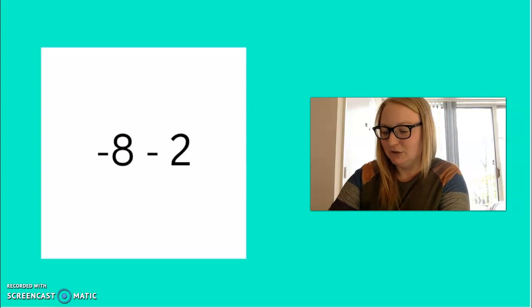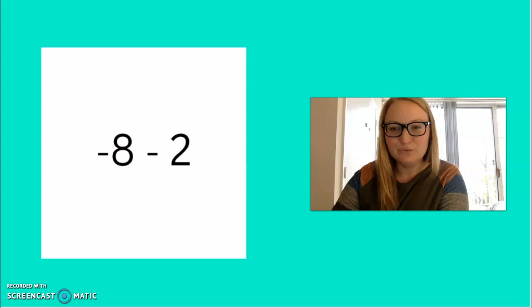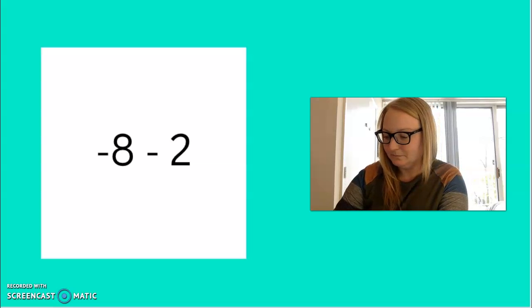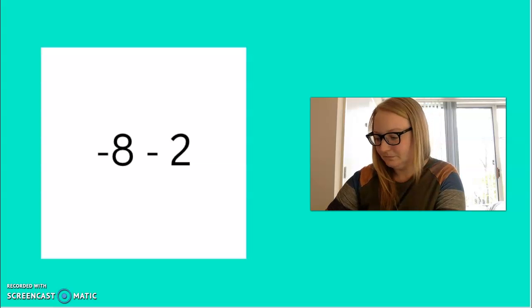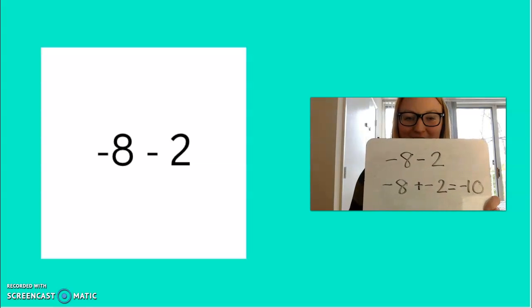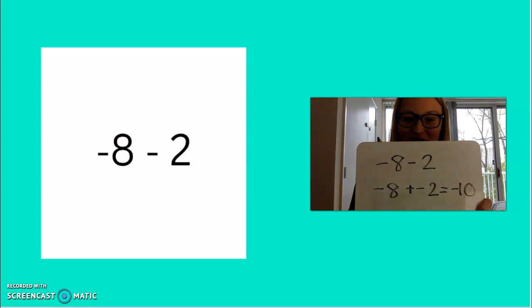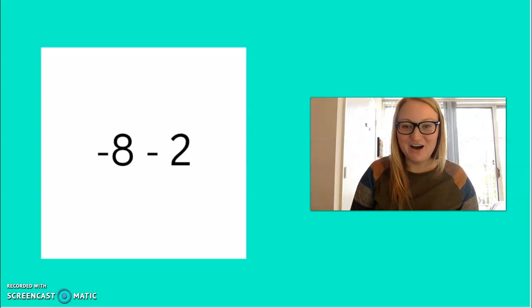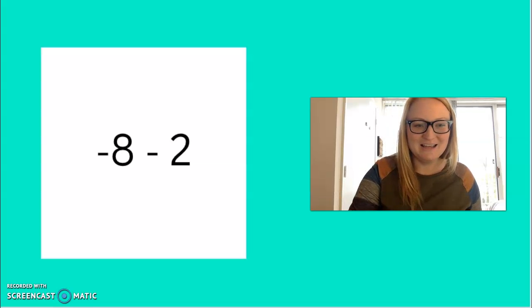Give this one a shot. Negative 8 minus 2. I want you to rewrite that as an addition problem. So I kept my negative 8. I changed a subtraction to addition, and then the opposite of 2 is negative 2. So I got negative 10. Again, if I picture negative 8 on a number line and it's subtracting 2, so I'm moving to the left 2, it would also land me at negative 10.